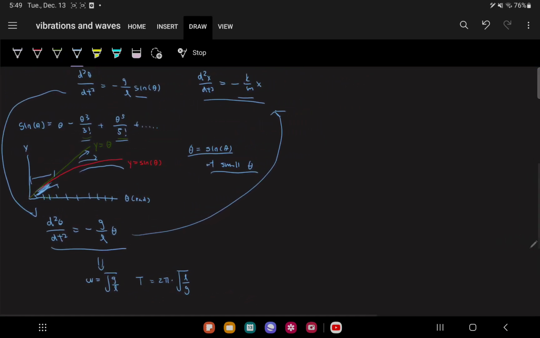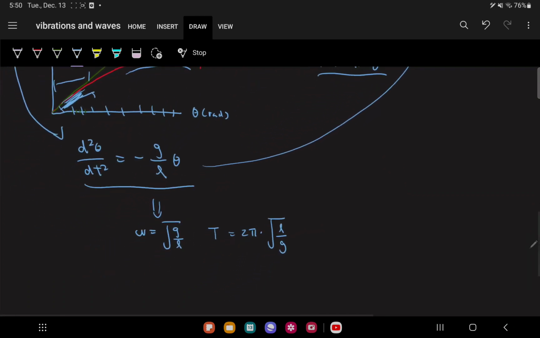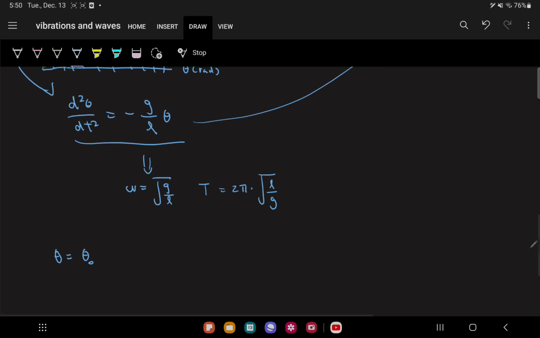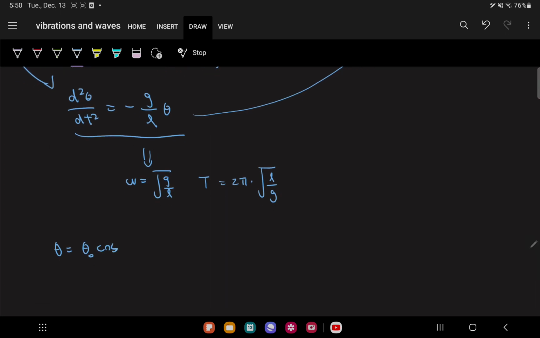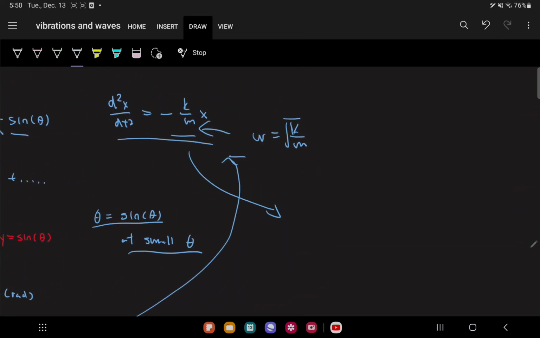But that's kind of curious and similar, because for the spring case, our omega is actually the square root of k over m. So as you can see, it kind of matches right here. So that's pretty good, right? And now we can write down our general solution to this simple pendulum. Well, it's going to be theta is equal to theta initial, which is the equivalent of an amplitude, times cos of omega t plus phi.